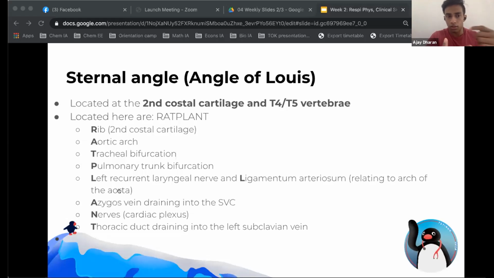Whenever you have hoarseness of voice, it's always got to do with your recurrent laryngeal nerve, which we'll cover later on. Because it bends around here, it has a tendency to get impinged, and that affects your voice. And again, you have your thoracic duct as well as the azygos root. So the key mnemonic you just have to learn is red lung.